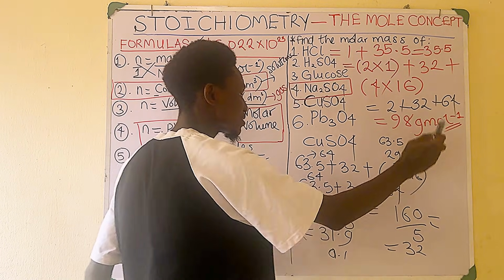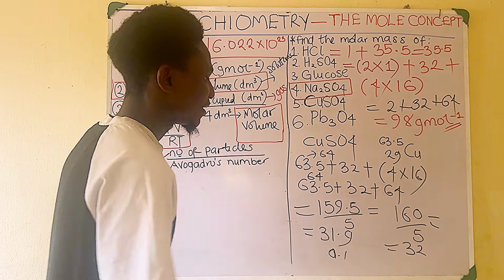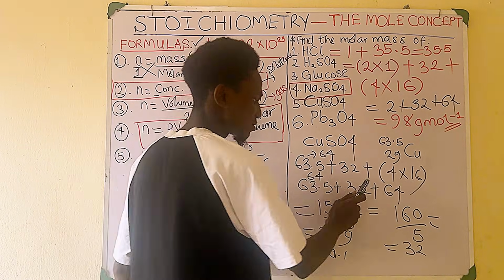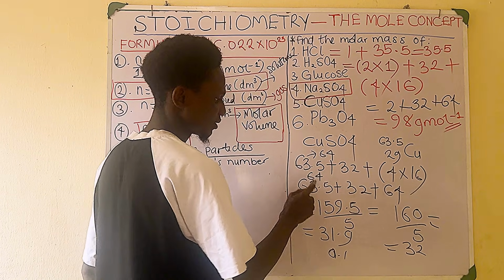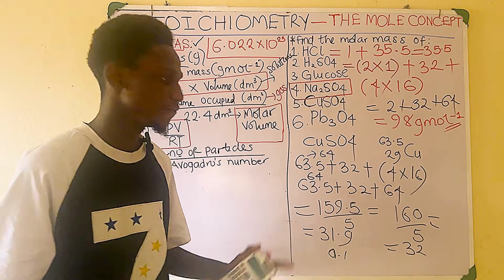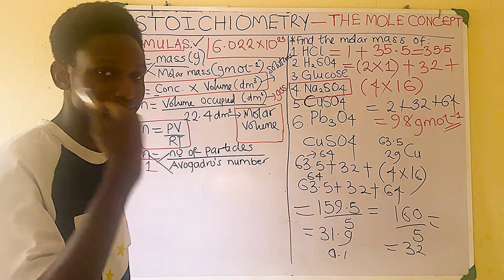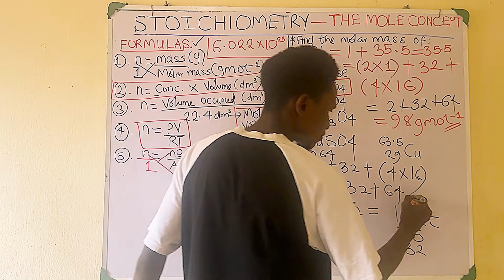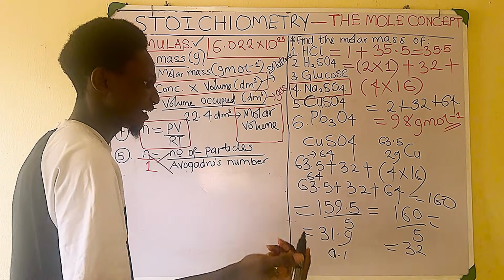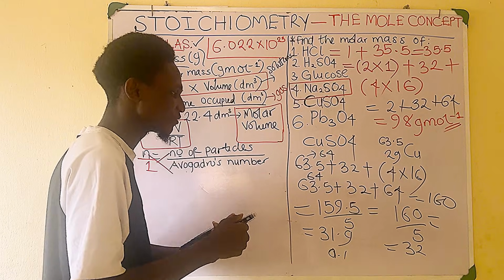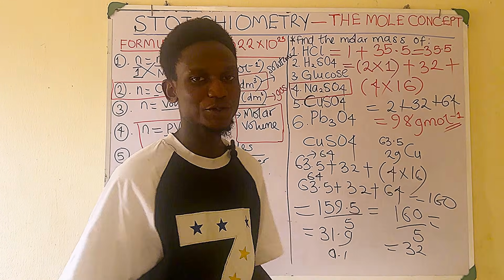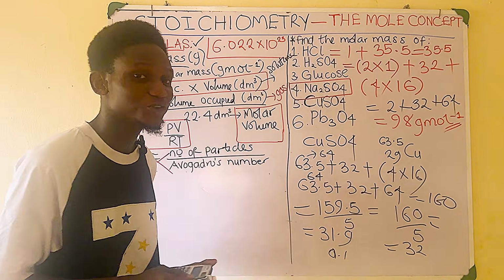I know that 4 plus 2 is 6, plus 4 is 10. So 0 carry 1. 6 plus 3 is 9. 9 plus 6 is 15. 15 plus 1, I'm going to get my 16. So it means that I'm going to get approximately 160 here. Don't worry, something can just work around. I want to just show you simple ways of solving questions. So 160, 159.5, almost similar, and you get your answer. It's not going to affect your calculation at all.